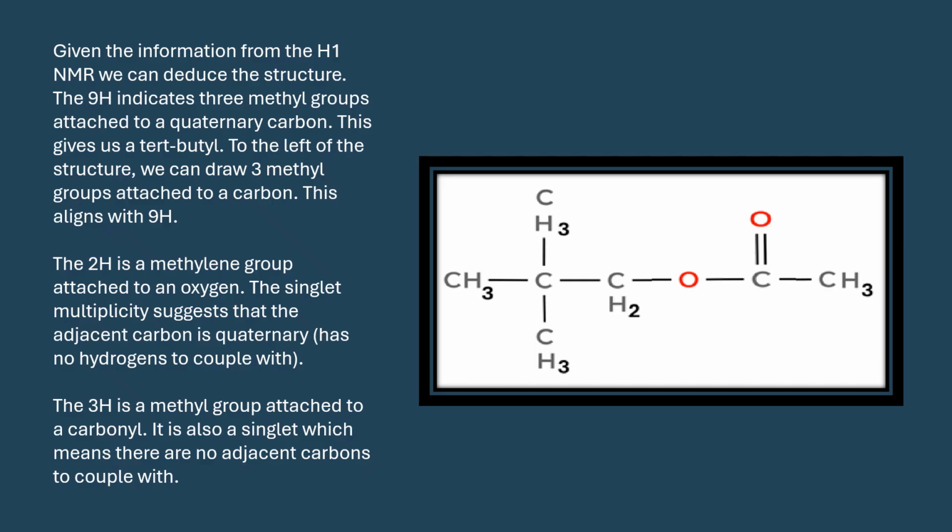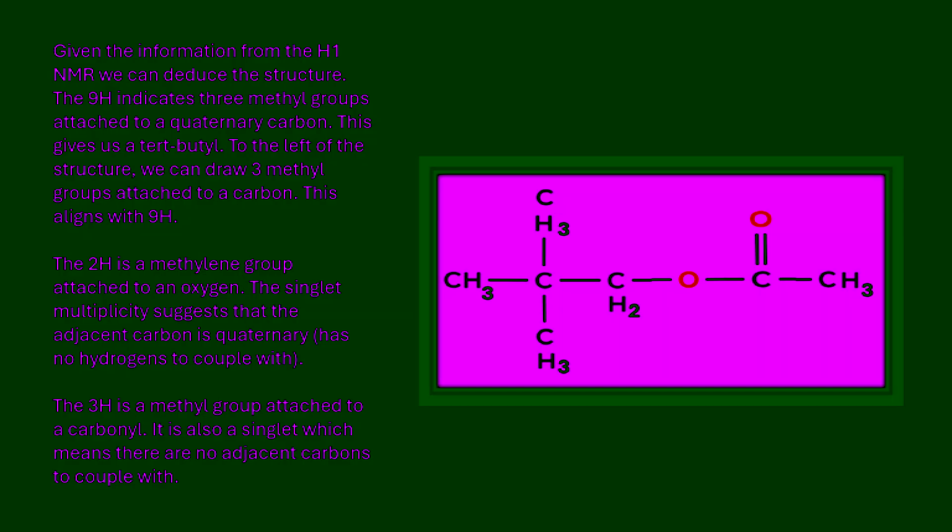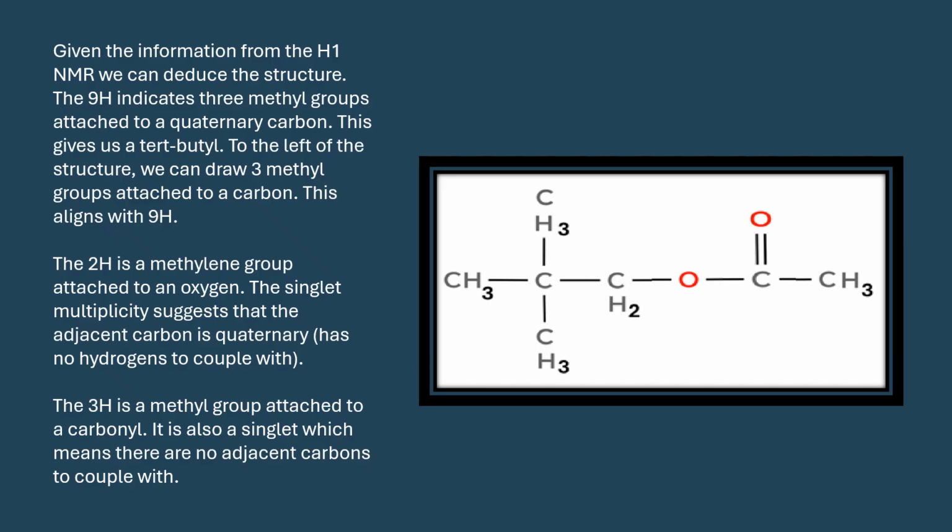Given the information from the 1H NMR, we can deduce the structure. The 9H indicates 3 methyl groups attached to a quaternary carbon. This gives us a tert-butyl. To the left of the structure, we can draw 3 methyl groups attached to a carbon. This aligns with the 9H. The 2H is a methylene group attached to an oxygen. The singlet multiplicity suggests that the adjacent carbon is quaternary, has no carbons to couple with. The 3H is a methyl group attached to a carbonyl. It is also a singlet, which means there are no adjacent carbons to couple with.